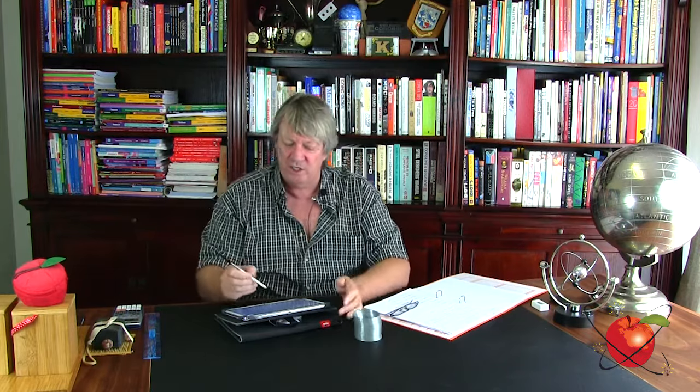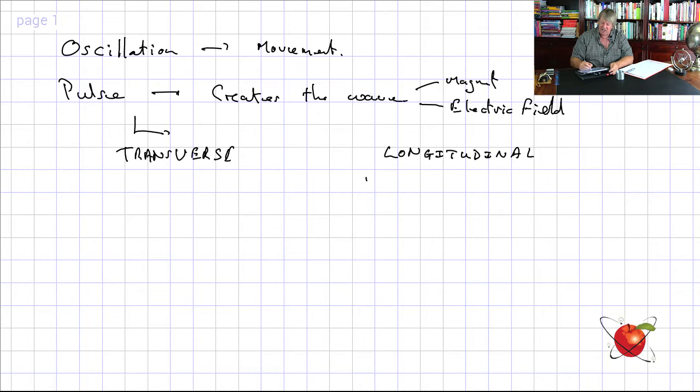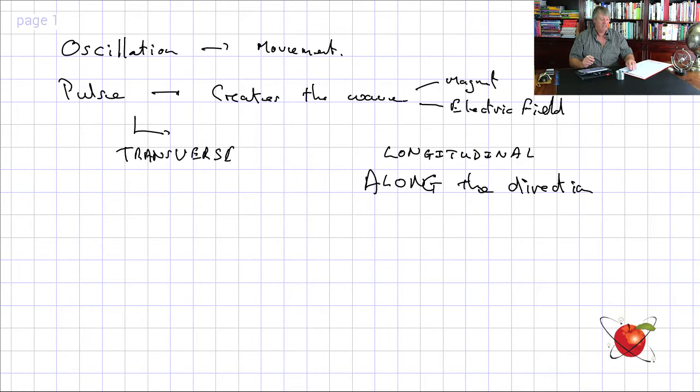So longitudinal, long means along the direction. It's going along. Transverse is then the opposite, which is perpendicular, at right angles. Well, we're going to get to that now.